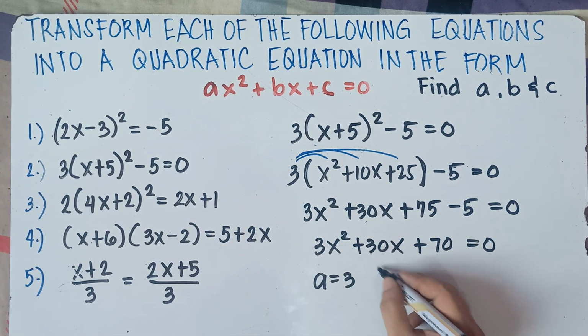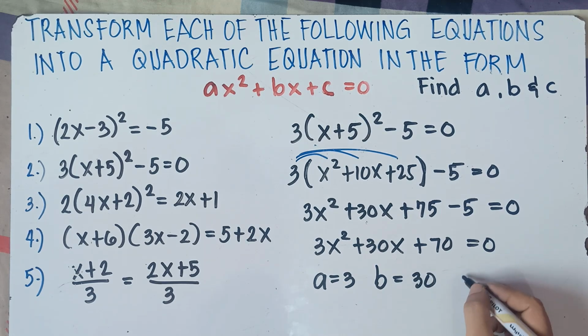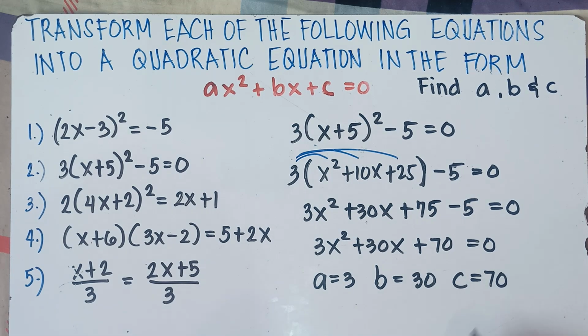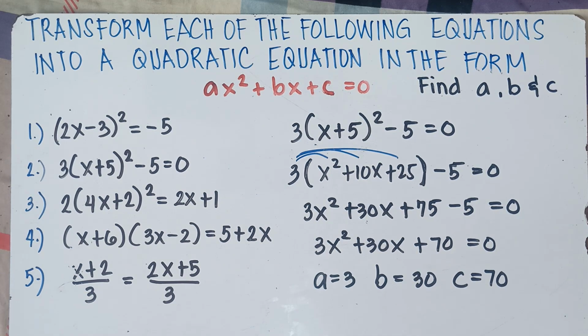A is 3, B is 30, and then C is 70. That's it, class. All set, class, for number 2.